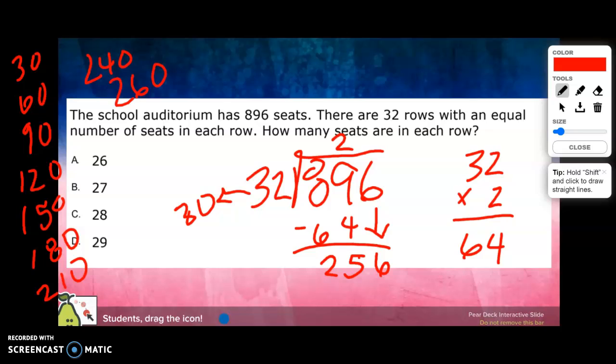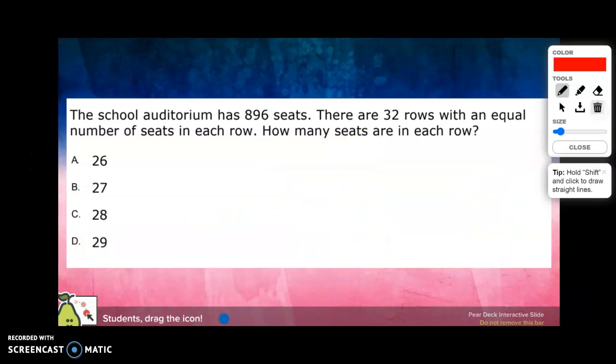So if we go up to the 240, that's 1, 2, 3, 4, 5, 6, 7, 8. So let's try 32 times 8. 8 times 3 is 24, plus 2 is 26, and that does give me 256. And I have nothing remaining. So there are 28 seats per row.